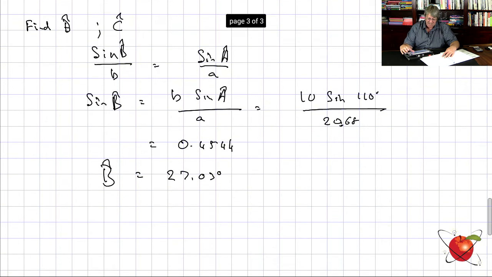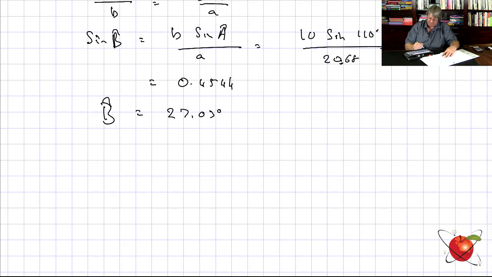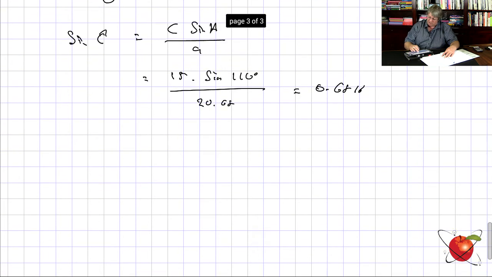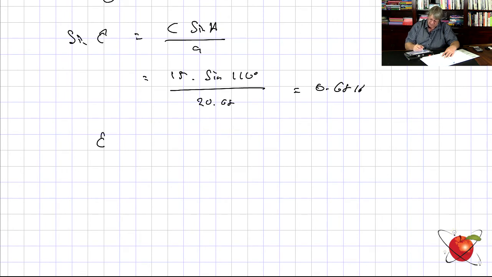Next, we'd go for sine C. Therefore, sine C is going to be c sine A over a, which is going to be 15 sine 110 divided by 20.68, which is going to be 0.6816. And my final answer, therefore, is angle C is going to be arcsine of that, which is equal to 42.97.